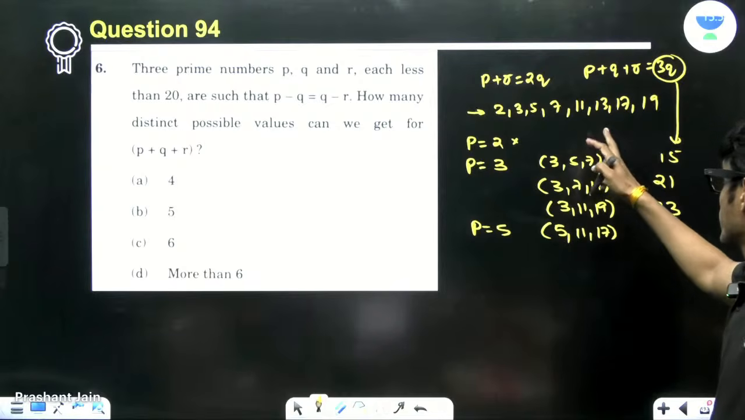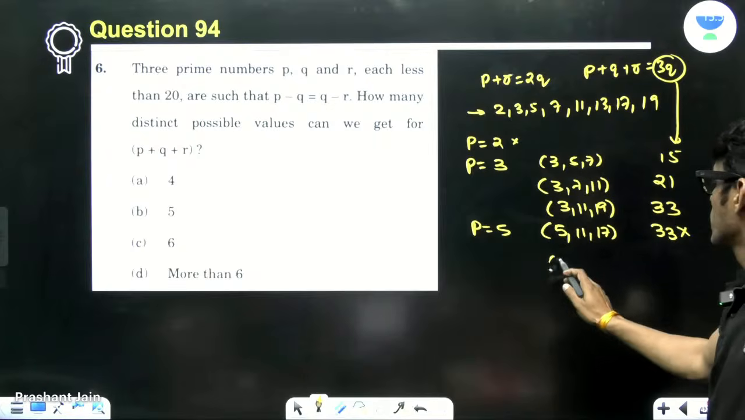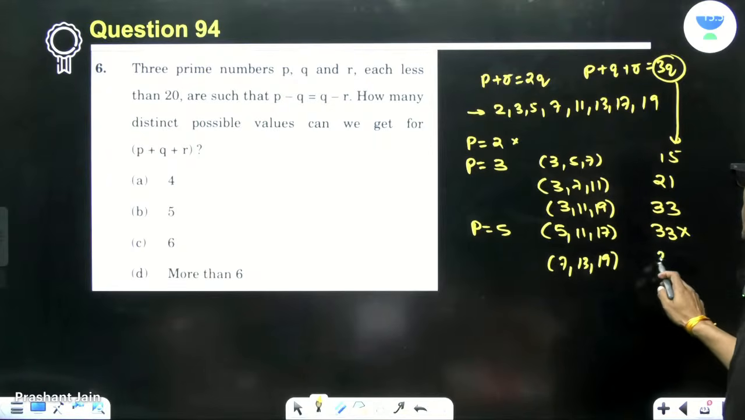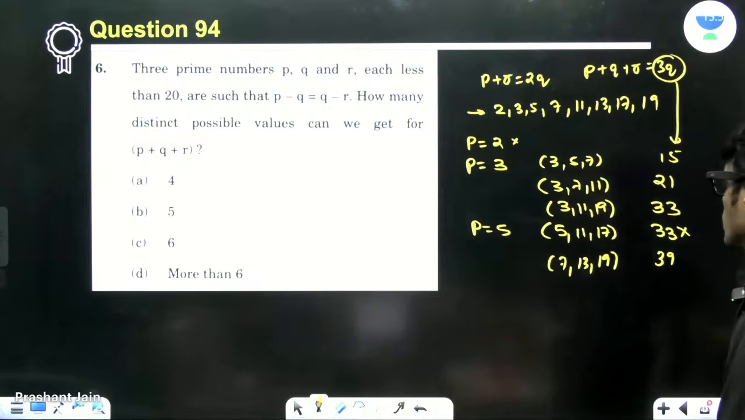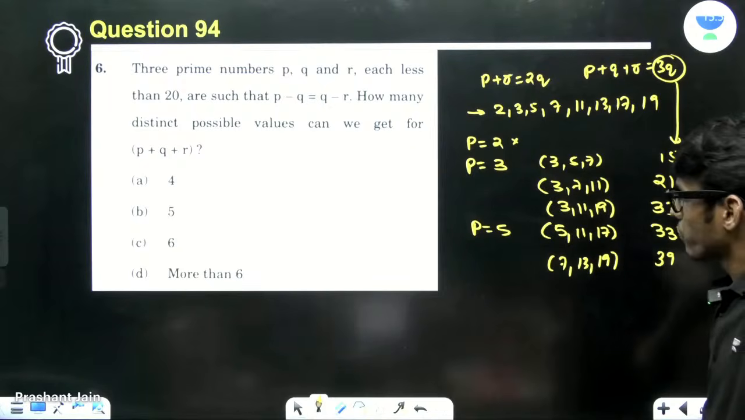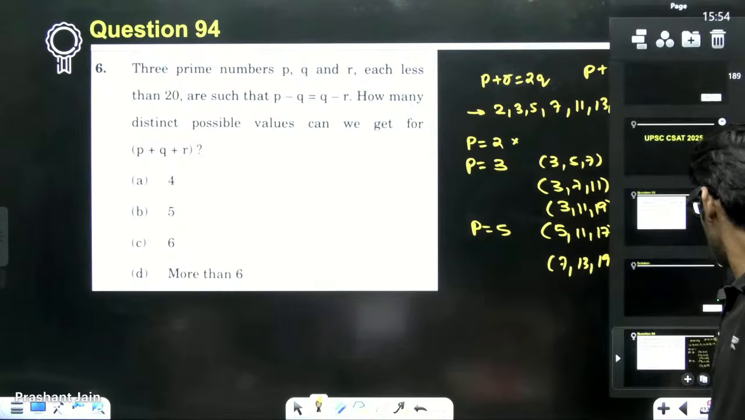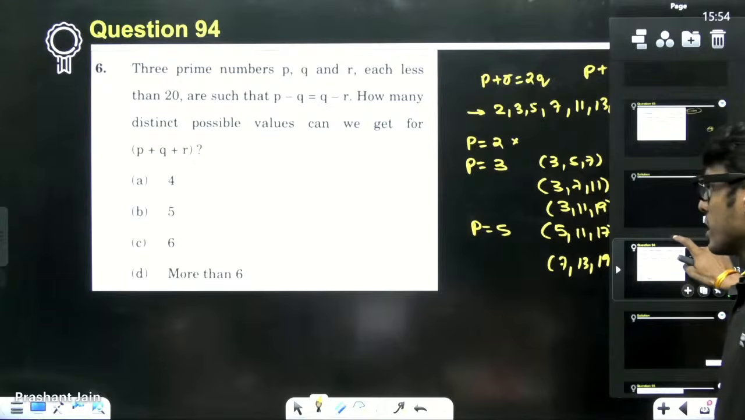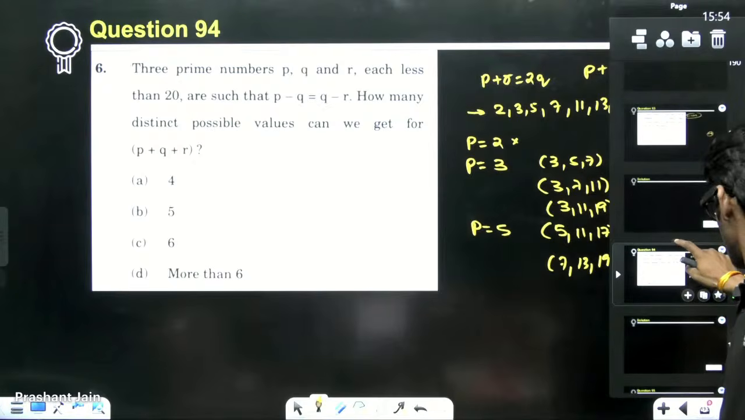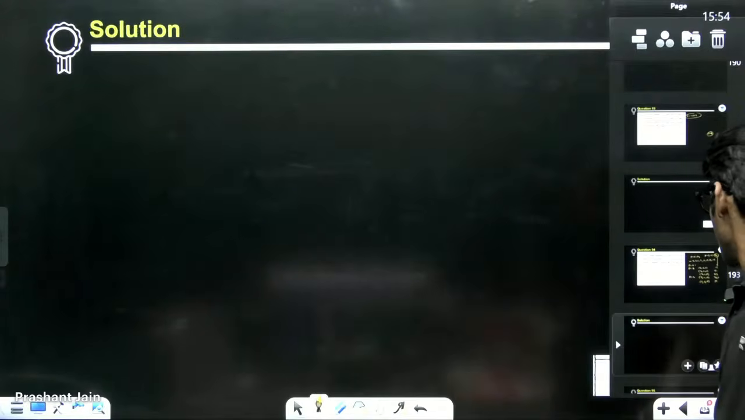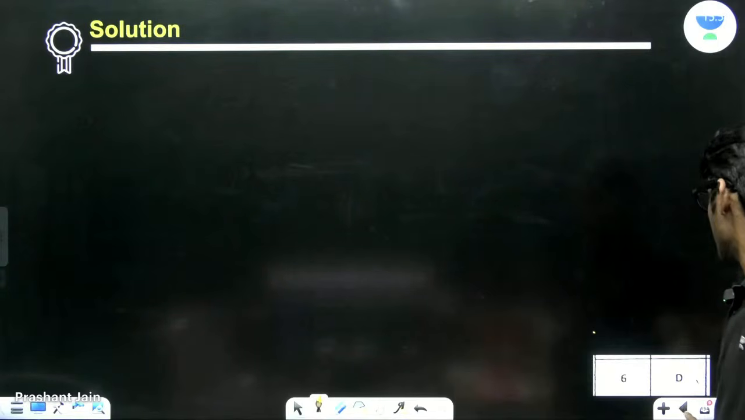7, 13, 17. 6, 7, 13, 19. Right? Is another one which will give me 39. Okay? Right? Am I making sense, guys? So now just see the answer. Answer is D. It is more than 6.